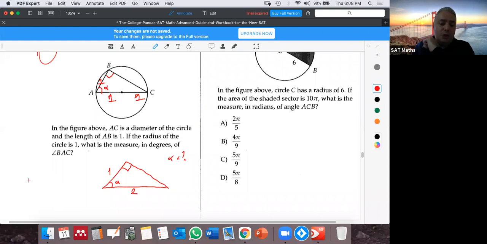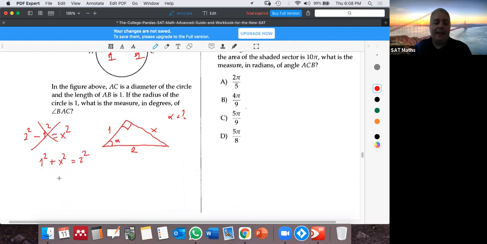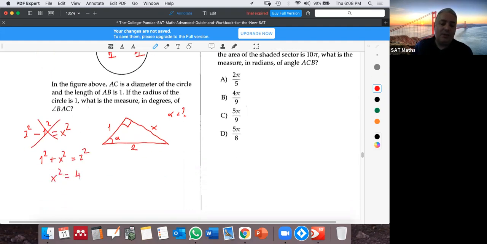Okay, let's call this x. 2 squared minus 1 squared is equal to x squared. Or to understand better, 1 squared plus x squared is equal to 2 squared. Then x squared is equal to 4 minus 1, x squared is equal to 3, x is root 3. This is root 3. And then, isn't it a special triangle?